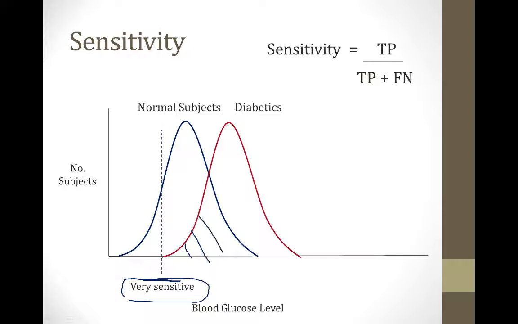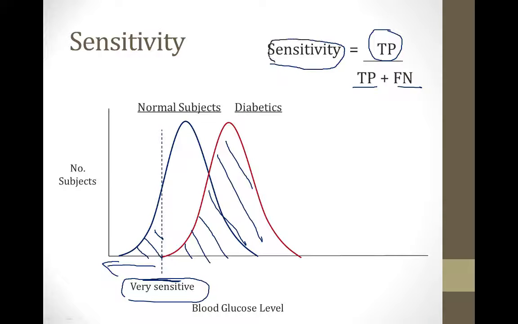Look, this cutoff point would identify every diabetic subject as a true positive. So the number on top in the sensitivity equation would be very large. And the number on bottom is going to be the true positives plus the false negatives. But if you look at this cutoff point, there are no false negatives. Everyone who is identified as negative by this test is a true negative. It's a normal subject. So this cutoff point way over here on the left gives us the maximum number of true positives, the minimum number of false negatives, and that is going to maximize the sensitivity of the test.